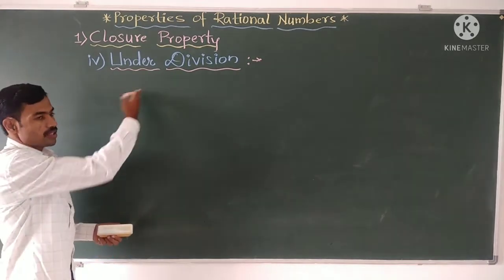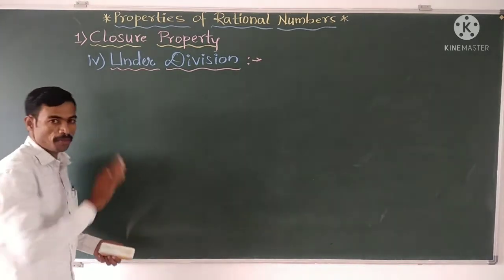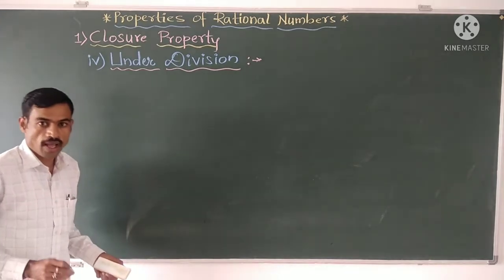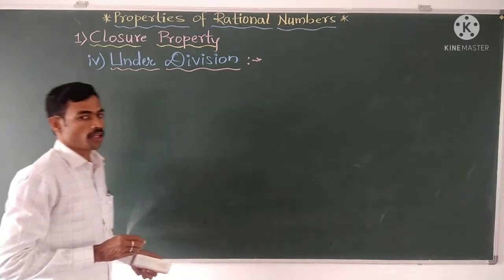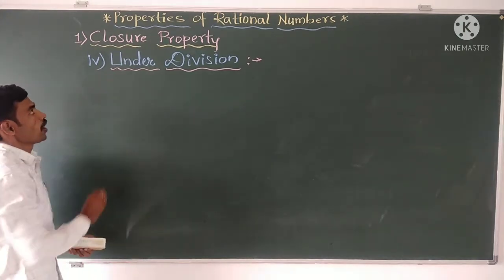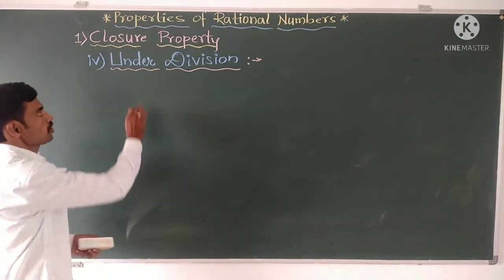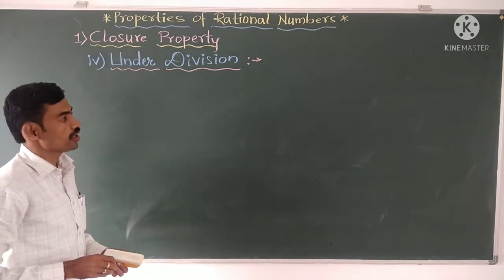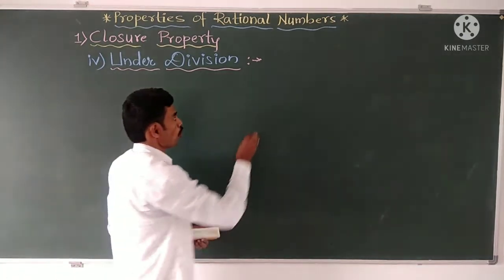In the previous part we have seen that under multiplication it holds good, meaning rational numbers are closed under multiplication. Now we have to see the closure property of rational numbers under division. Under division we have to check whether it is applicable or not.